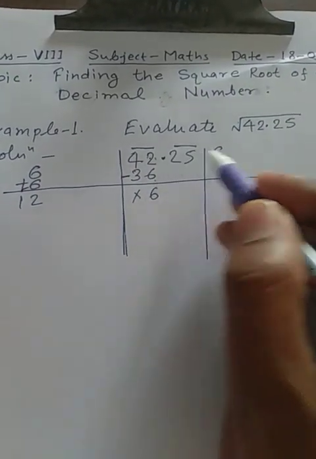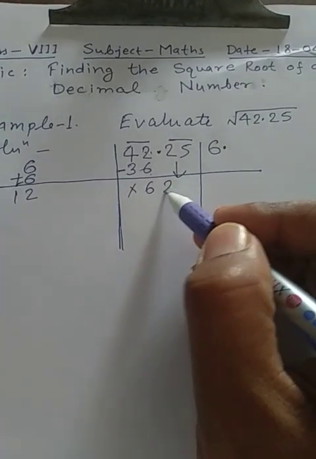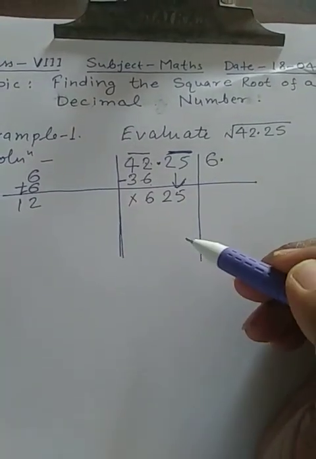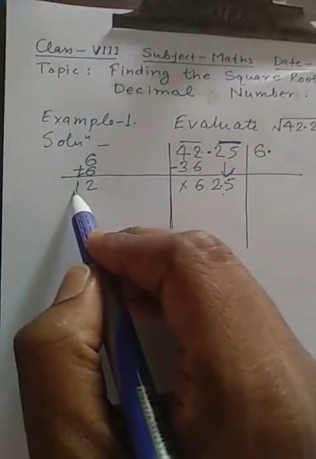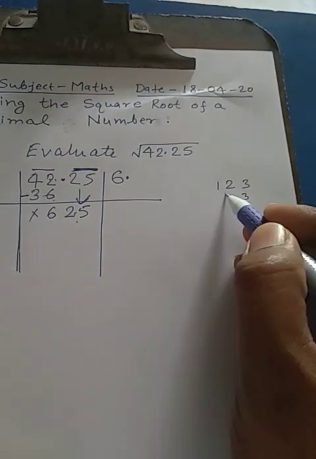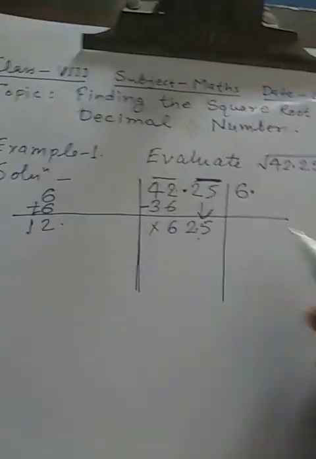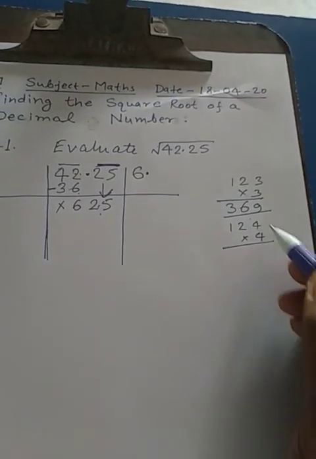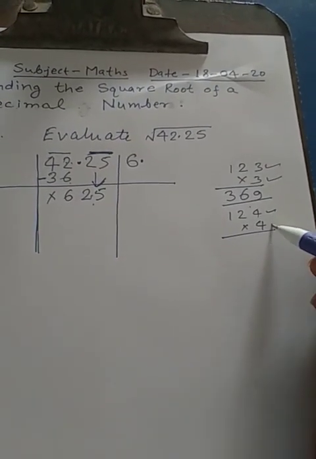Then you have to put the decimal point and bring down the pair 25. Now we have to put some number here, like 123: 3 3s are 9, 3 2s are 6, 3 1s are 3. It is very less than 625, so we have to use 124. Both the digits must be the same.